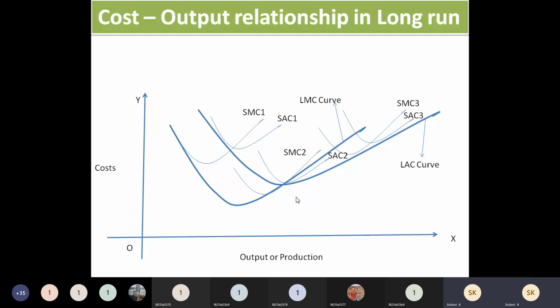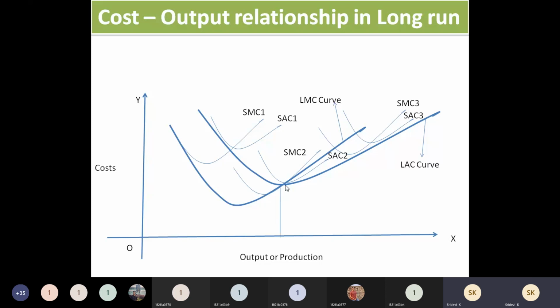Okay, so now we have obtained this: LMC intersecting LAC at a point. See here, I am indicating with the cursor. So at this point, LAC and LMC are intersecting, and where SMC2 and SAC2 are also intersecting. Okay, clear? No confusion? Okay, so this point is called as what?